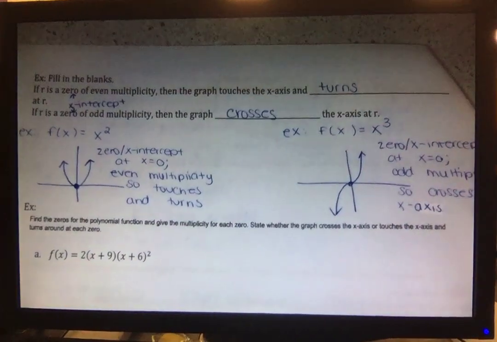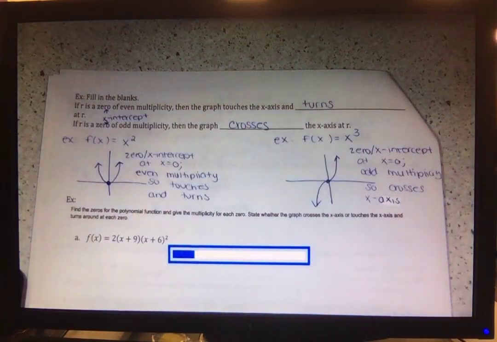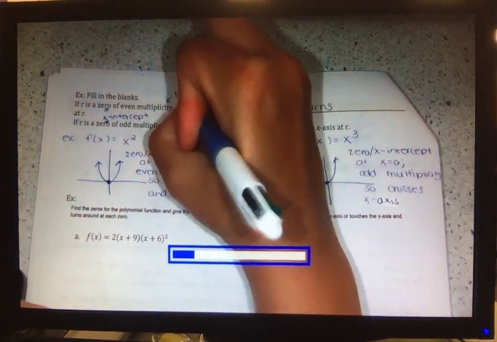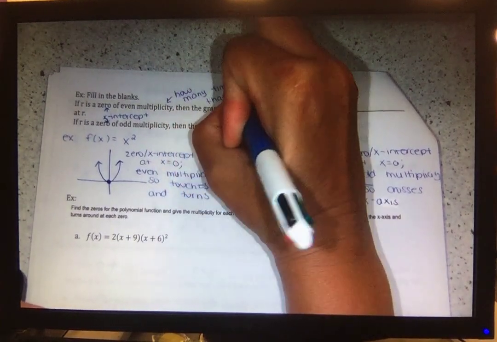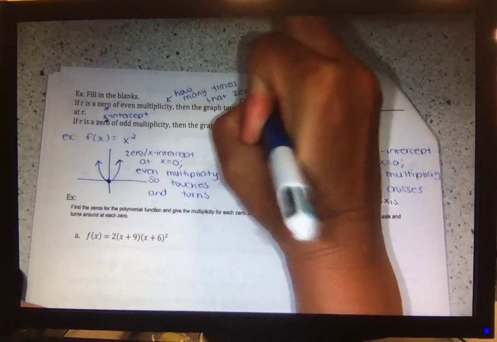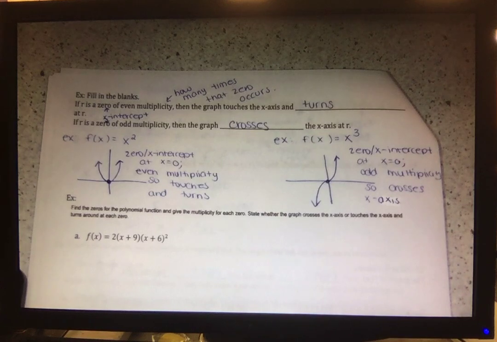So the multiplicity is based off of how many times it occurs. Based off that exponent, how many times that 0 occurs, it's either going to touch and turn and bounce off if it's even, or it's going to cross through if it's odd. Another easy characteristic of our graph: we know what the ends look like, and this helps us figure out what the middle looks like. We can find the zeros, but now we're seeing what the zeros do.